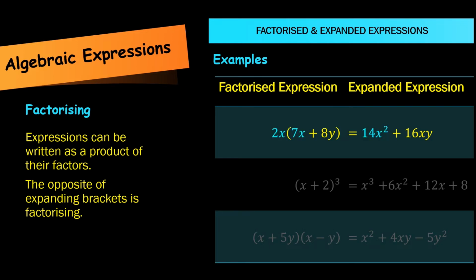So 2x times 7x in the brackets is 14x squared. Add 2x times 8y in the brackets is equal to 16xy. X plus 2 all cubed is as shown. And x plus 5y times x minus y is as shown.